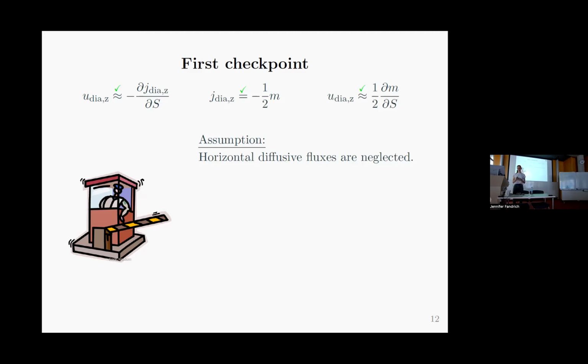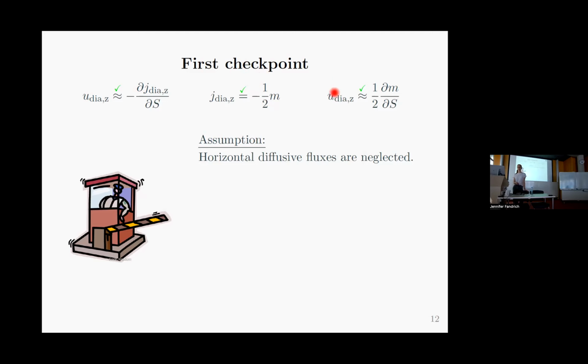Okay, so in the first relation, I just remember that the people online probably did not hear the exchange. Okay, great. So in the first relation, we have neglected the horizontal diffusive fluxes. And in the second, there is nothing that we have neglected. That's why it is exactly equal.